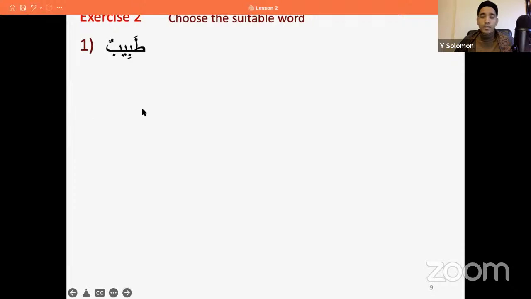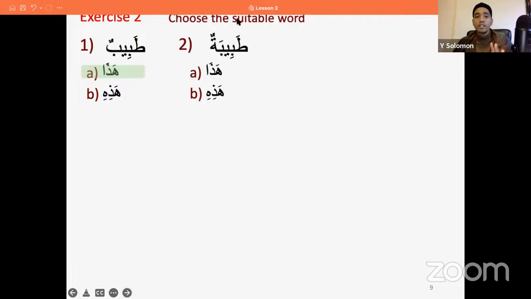Firstly, let's look at the masculine and feminine words. I want you to tell me, when we see the word tabibun, for example, this is a masculine word, a male doctor. Should I say هذا tabibun or هذه tabibun? Obviously, I would say هذا tabibun. So this is an example of this exercise. Let's go with the first question. طبيبة. Would I say هذا or هذه?